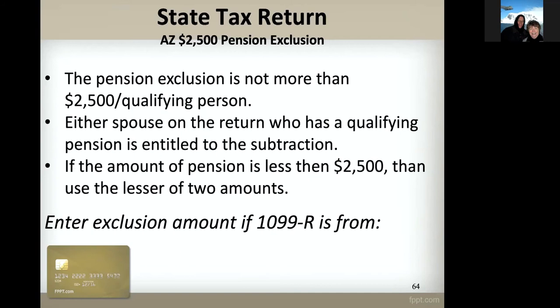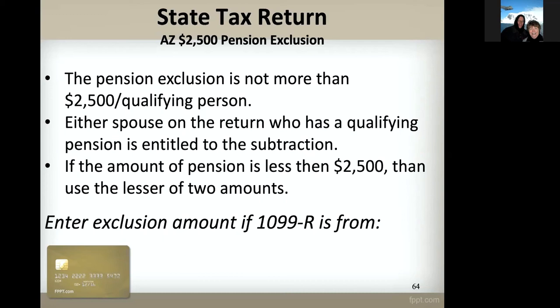The next one is, Arizona will not tax the first $2,500 of a pension if that person has done something to earn that pension. When we say that they'll not tax the first $2,500, if their pension for the year is only $1,900, they don't get the $2,500. They only get $1,900. If their pension was $30,000, they only get $2,500. The way the software works, you can type in 2,500 and it'll exclude it, or you can type in the total amount of the pension and it'll do the calculation for you.